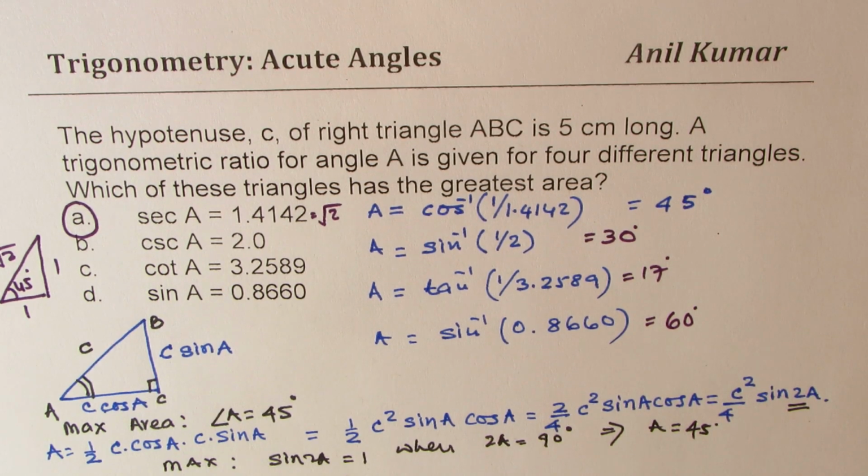So some of you who really want to calculate can do the calculations by placing C equals 5, and you know these two sides, calculate the area also. But if you get this type of question in a multiple choice, then look for the angle closest to 45 degrees, and that should give you the right answer.